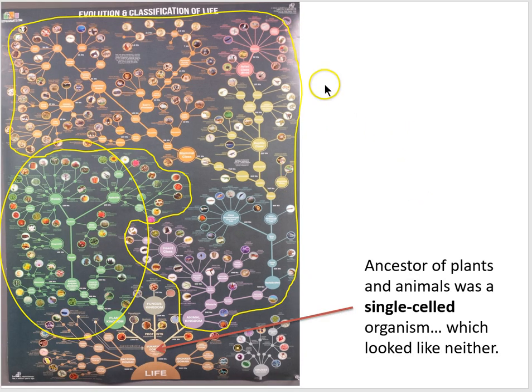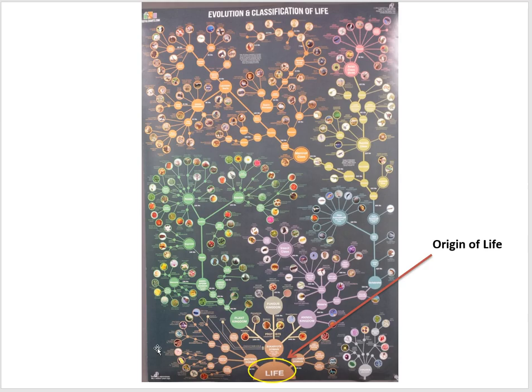In fact, you can just say any animal and any plant will have a common ancestor. So we just go down the plant branch, down the animal branch until they converge. It just so happens that the common ancestor of plants and animals is a single-celled organism, of course, which looks neither like a plant or an animal. And at the very base of the tree, the root of the tree, will be the origin of life itself.